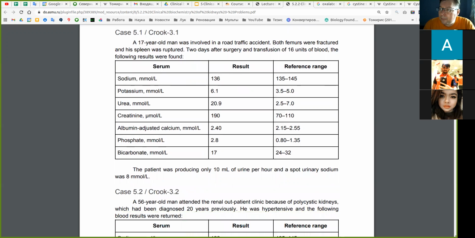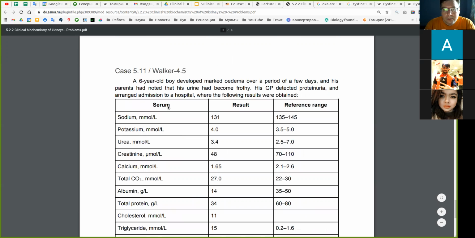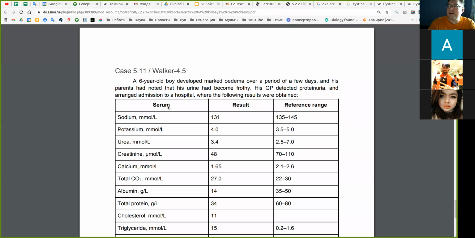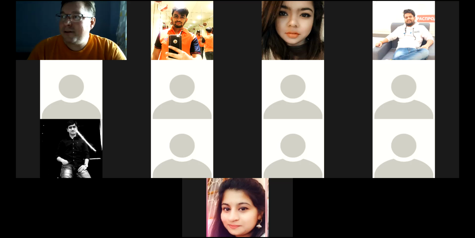So how many problems? Let's look. 11. So we discussed 3 of 11 clinical cases. I think it's enough to understand all clinical cases. So at first you have to read the theory. After that, answer theory questions and the computer-based test. And after that, during the next 2 weeks, please write the conclusion on the clinical cases.